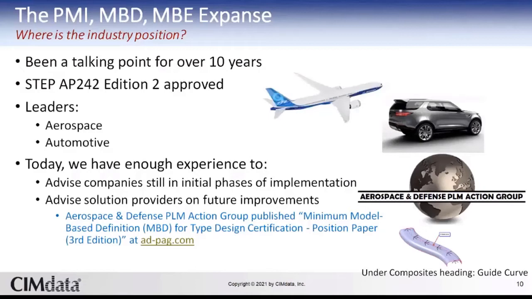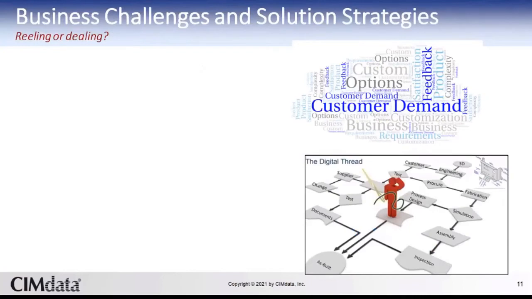We do have experience in advising companies based on the experience of those leaders. This extends to advice also for the solution providers. Recently, the A&D PLM Action Group, administered by CIMdata, has published their minimum MBD requirements that include over 200 specific data items they look for. The group will be working with solution providers over the coming year to identify and close any gaps in their support of that PMI and MBD based on that list.